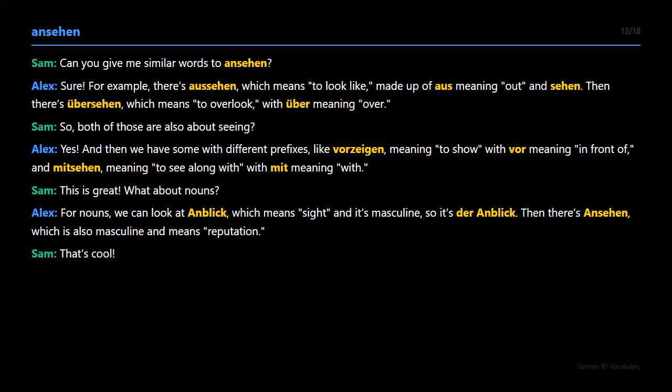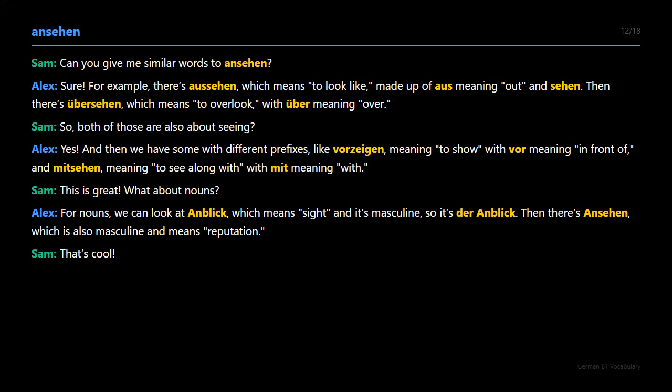Yes. And then we have some with different prefixes, like Vorzeigen, meaning to show, with Vor meaning in front of, and Mitsehen, meaning to see along with, Mit meaning with. This is great.